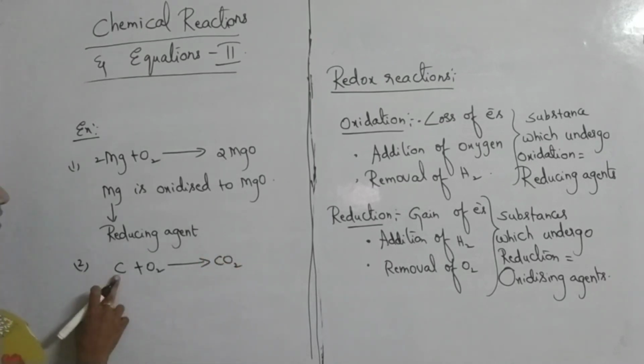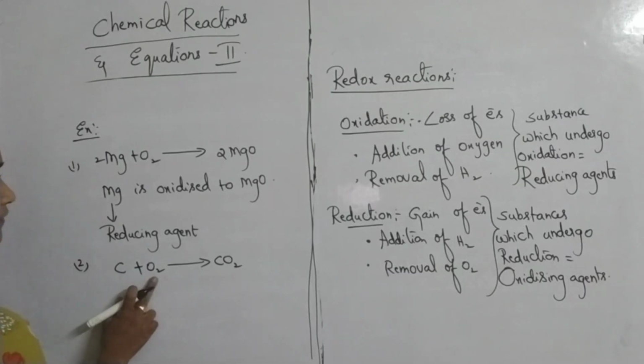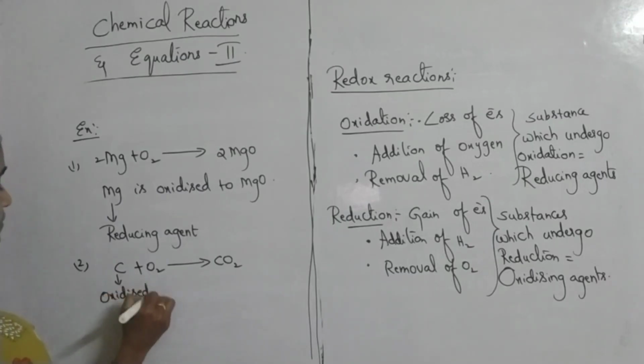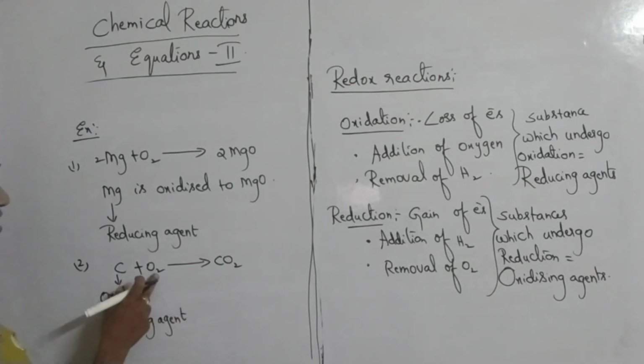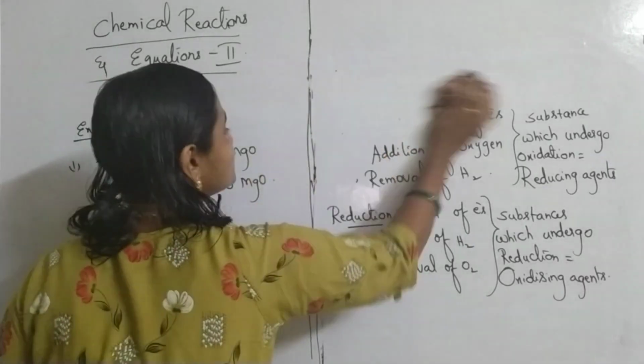And you can take C plus O2 gives rise to CO2. Here carbon is added with oxygen, so carbon is oxidized. So carbon is considered to be what? Reducing agent. Carbon is oxidized, so carbon is said to be the reducing agent, and oxygen is said to be the oxidizing agent. Please understand the points carefully. In any reaction, which substance is oxidized and which substance is reduced, you will be getting certain questions like that. Once look at this reaction.